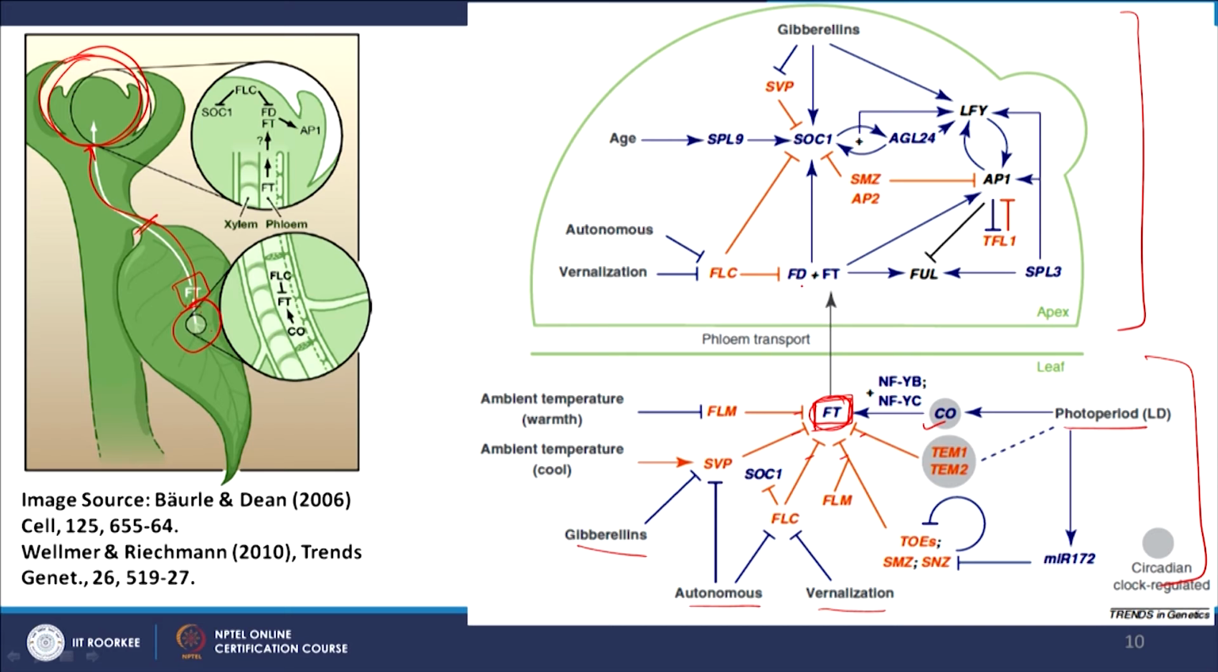Once it reaches the shoot apex, it interacts with another gene called FD, and these two are very important. In the apex, in the center of the meristem, they activate SOC1 and AGAMOUS-like 24, and the interaction between SOC1 and AGAMOUS-like 24, along with the SPL9 genes, is very important in maintaining the inflorescence meristem in the center.